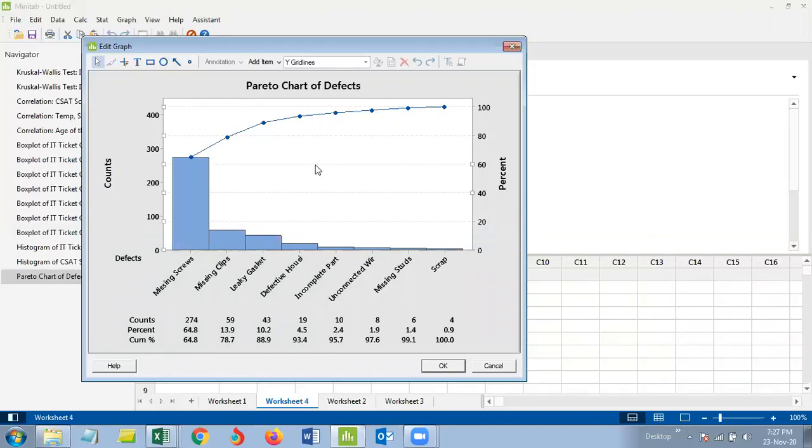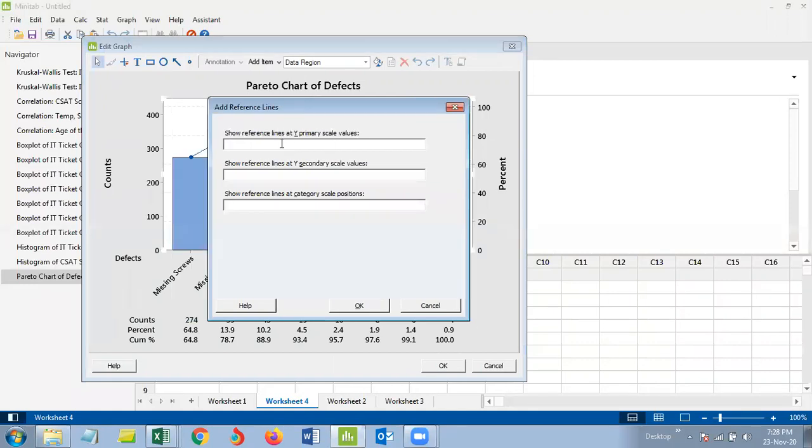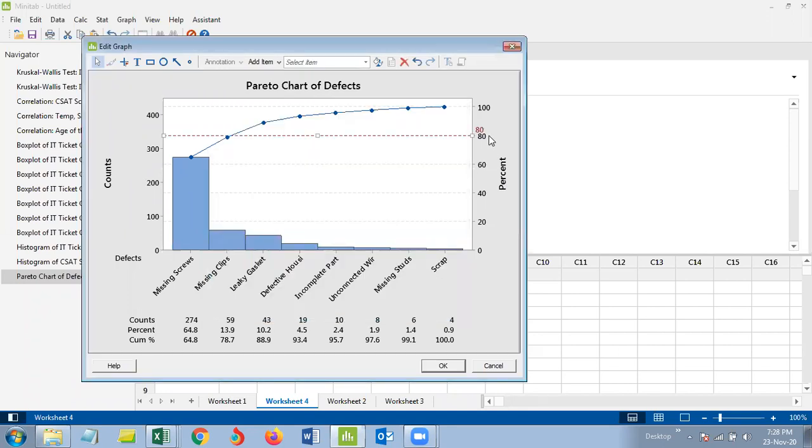Now, as you said, 80-20 rule. It basically means that 80% of your issues will come because of 20% of reasons. How do I get that line of 80-20? I can right click here in the graph, go to Add Items, and here it says Reference Lines. When I click on this, it's going to give me two options. One is the primary scale, which is this, and the other is the secondary scale, which is this. We are dealing with percentage, so I'm looking at the secondary one. I'll put in 80%. Click OK. You get your line.